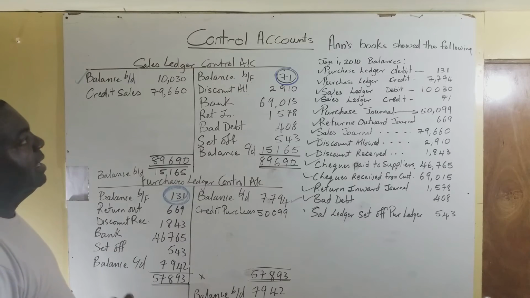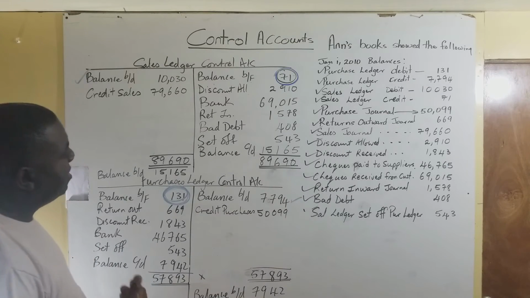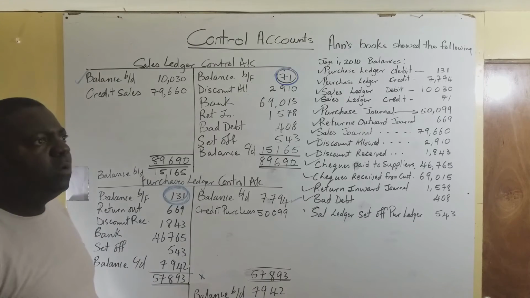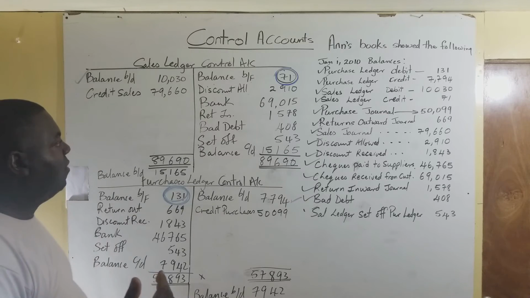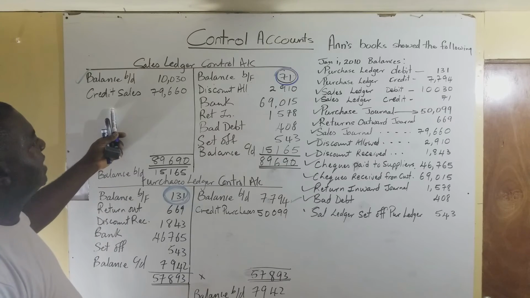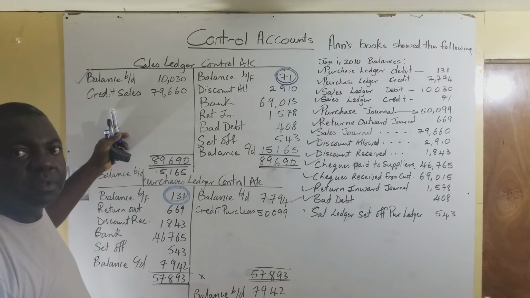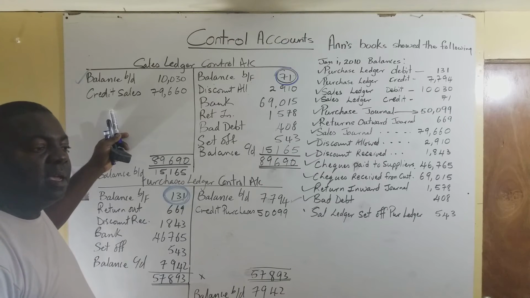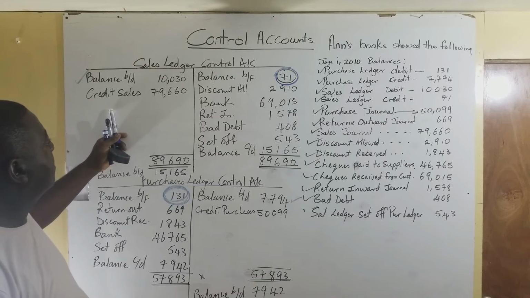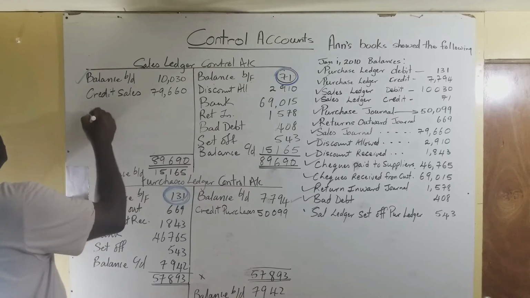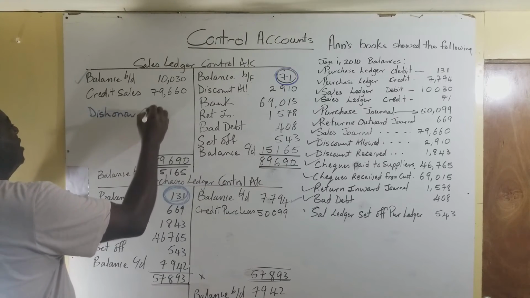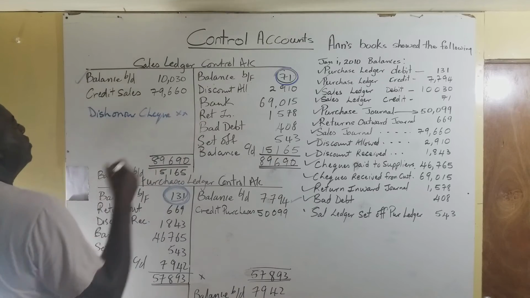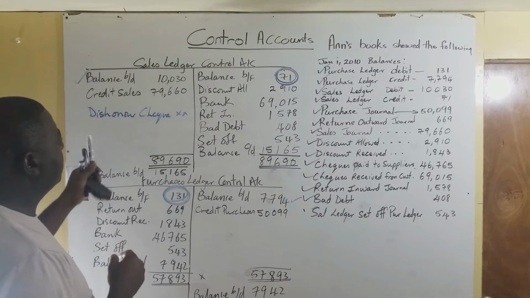So basically, ladies and gentlemen, that's it. There is not much more. As I said, if there was any discount or dishonored check in the question, it would be on the debit side. In the case of our customers paying us and then the check is dishonored, we would have put it right here, putting it in blue, this dishonored check. This is where it would come.